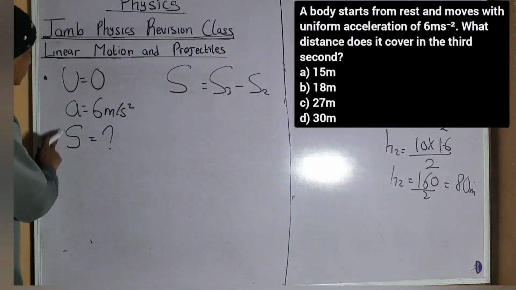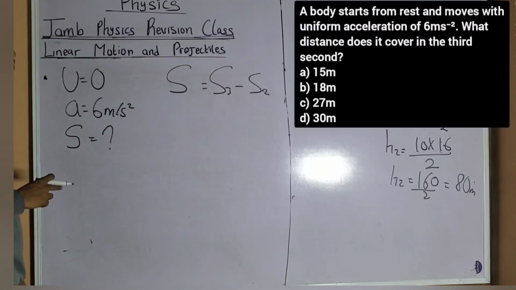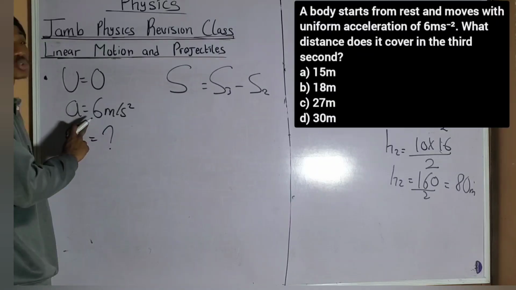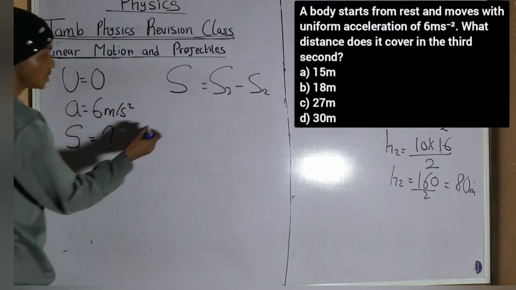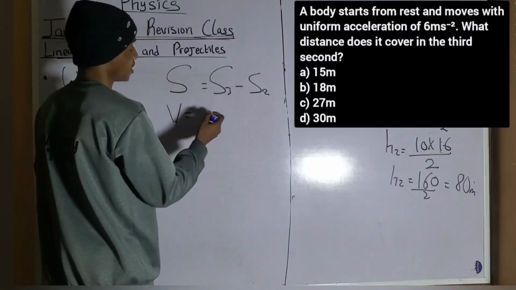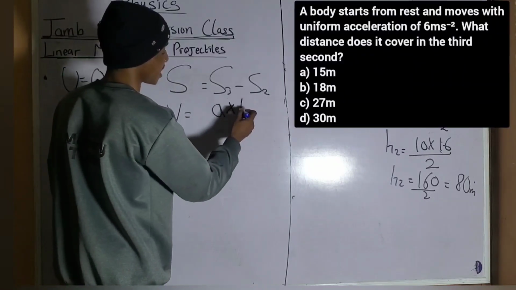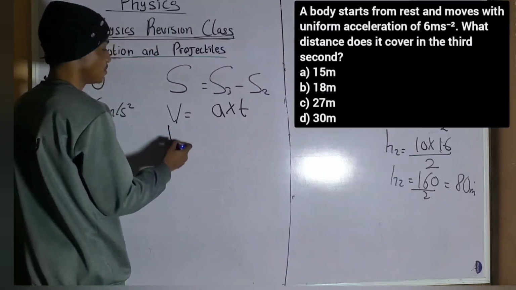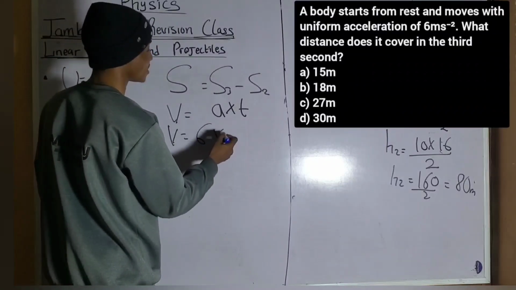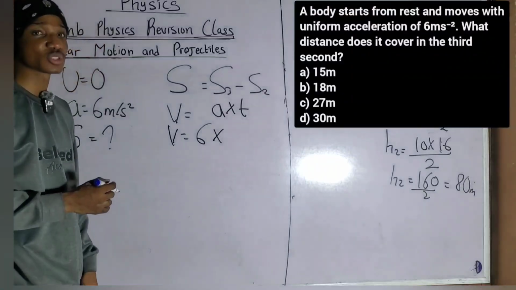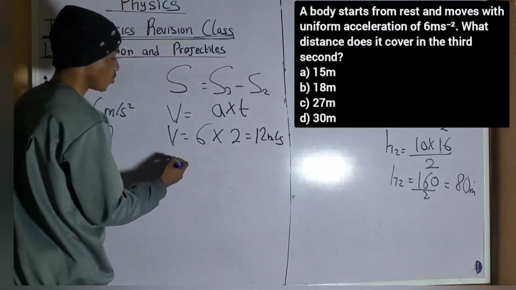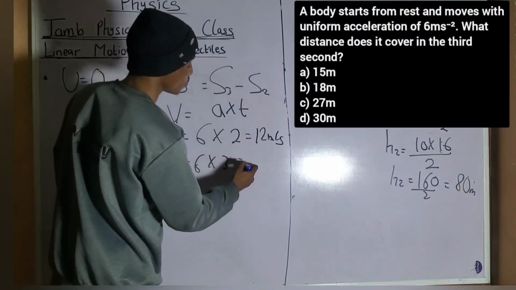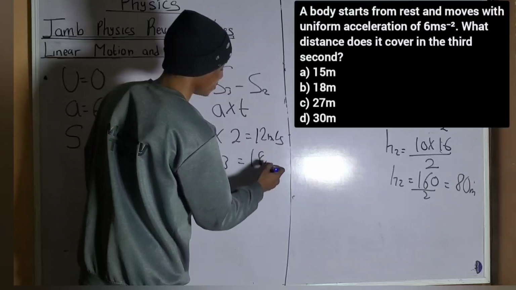Now, from the information that we're given in the question, which formula are you going to use to calculate the distance? Well, it's simple. Since you know that a equals 6 meters per second squared, you can easily get the velocity, okay? Velocity, v, is equals to acceleration multiplied by time. Do you understand? Okay. v equals acceleration, which is 6 times t. Now, when the time is 2 seconds, you're going to have 6 times 2. That is what? 12 meters per second. Now, v equals 6 times 3. That is when the time is 3 seconds. That is what? 18 meters per second.